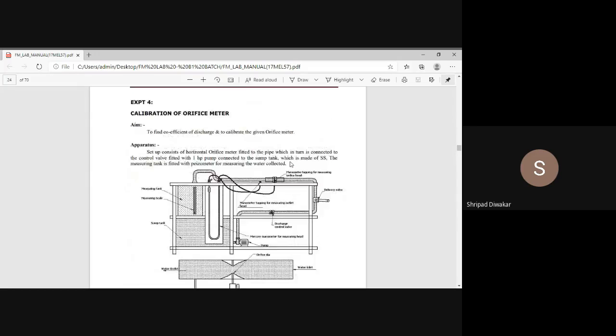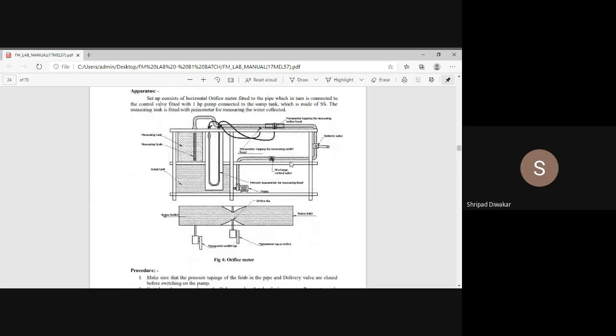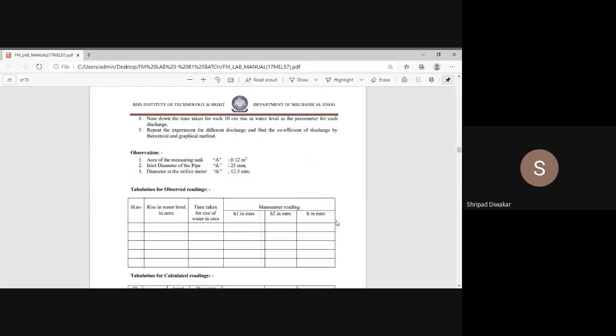Meantime, I'll give the apparatus you are using. This setup consists of an orifice meter. This is the apparatus. Next, note down the observations. These are the major things.